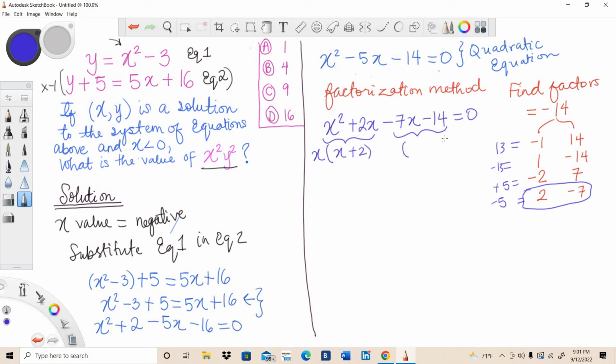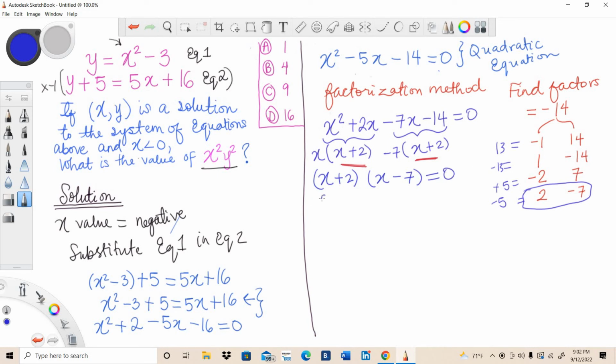We're going to do the same here. We're going to factor out something that can be factored between the last two terms, which is negative 7, and you have x plus 2. But guess what? We want to make sure that the information inside of here matches the information inside of here. When we get that, we know that we've done our factorization correctly. So what we end up with is x plus 2 and then x minus 7, and that is equal to 0.